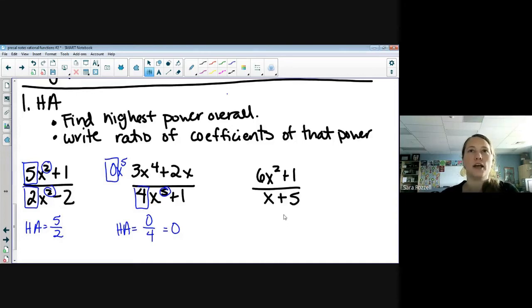What's the highest power that you see? A 2. Okay. I've got a 2 on the top. That's cool. I don't have one on the bottom, so I'm going to put 0x squared on the bottom.